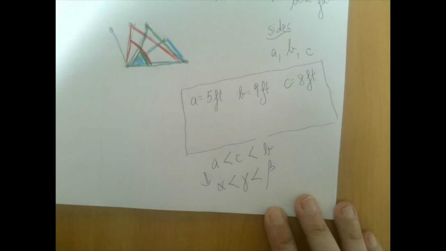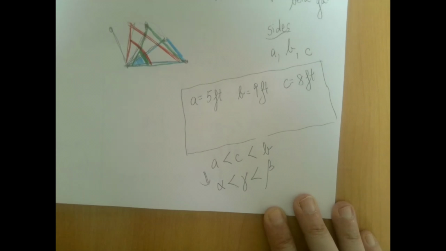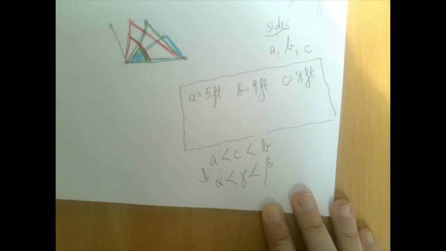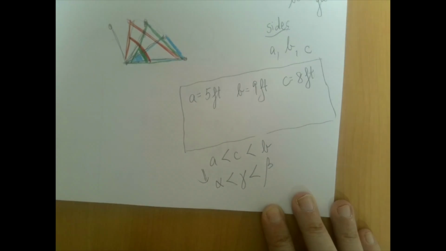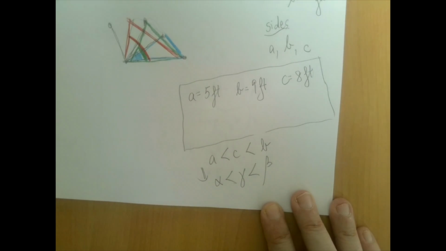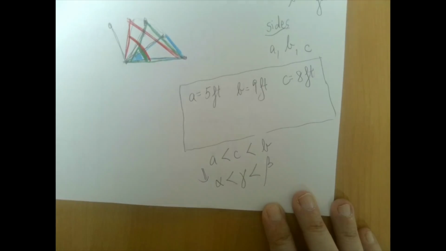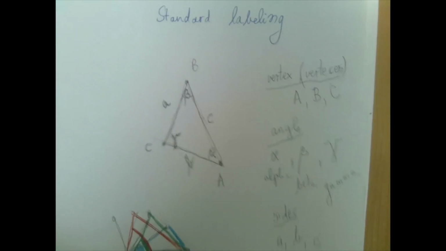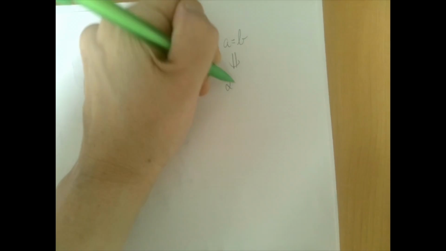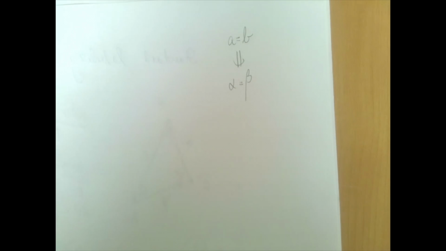So the largest angle is always opposite the longest side, and vice versa, the longest side is always opposite the largest angle. Same with the shortest. The smallest angle is always opposite the shortest side, and the shortest side is always opposite the smallest angle. And there is one more very important consequence of this. What if 2 sides are equal? If 2 sides are equal, then the angles opposite them, which are the same letters, right, only in Greek, are also equal.